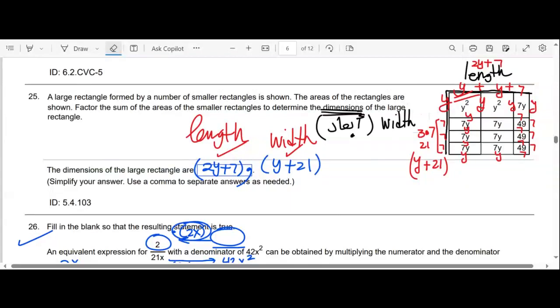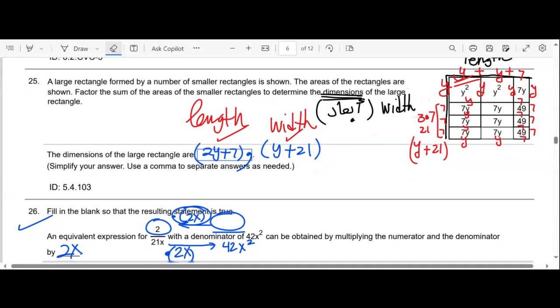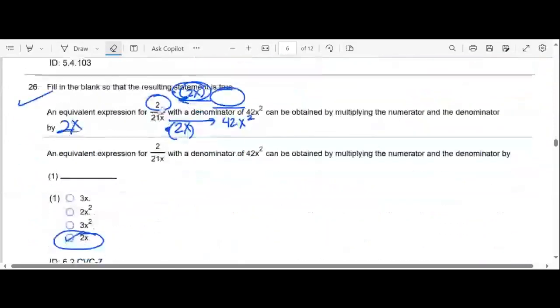Number 26. Fill in the blank so that the resulting statement is true. Okay, let me erase this so it will be clear for you.